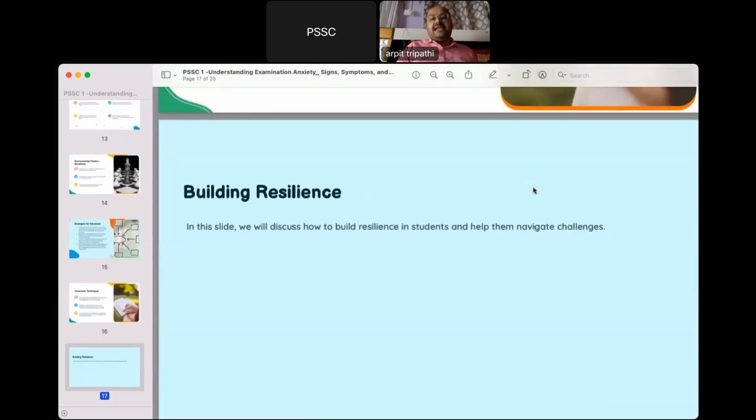Building resilience. In this slide, we'll discuss how to build this resilience in students as they navigate challenges. To build resilience, one very simple approach: teach children that failure is very, very important for success.